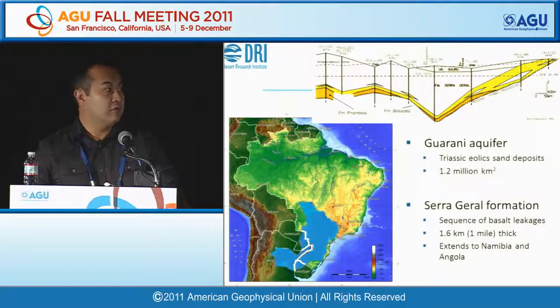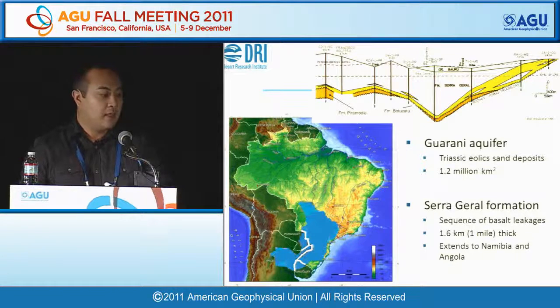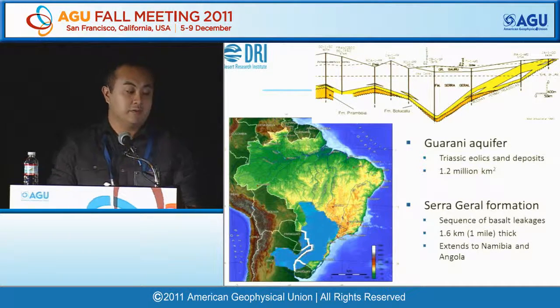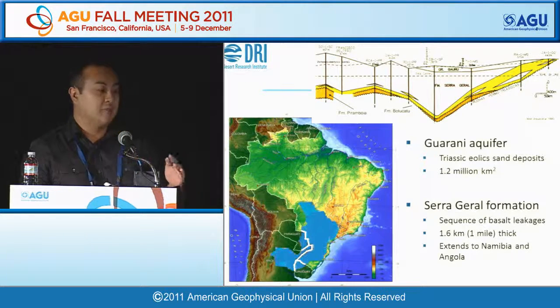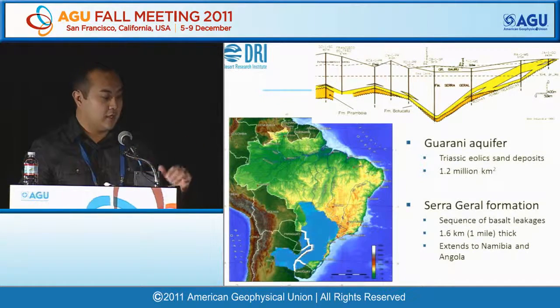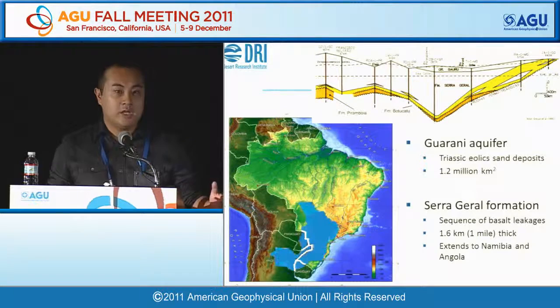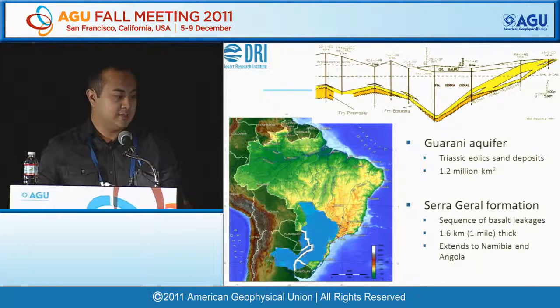So a little bit about the Guarani Aquifer. The Guarani Aquifer is the largest aquifer in the world. It's intensely studied. It's composed of eolic sand deposits, and it covers 4 countries: Brazil, Paraguay, Uruguay, and Argentina. The Guarani Aquifer is covered by a basalt leakage, the Serra Geral Formation, that also constitutes an aquifer, but it's a fractured aquifer composed of this sequence of leakages, and can be as thick as 1.6 kilometers, about 1 mile thick. It's also one of the largest leakages. The basalt extends over most of the area of the Guarani Aquifer, and it also has a portion in Africa, the same sequence of leakages.